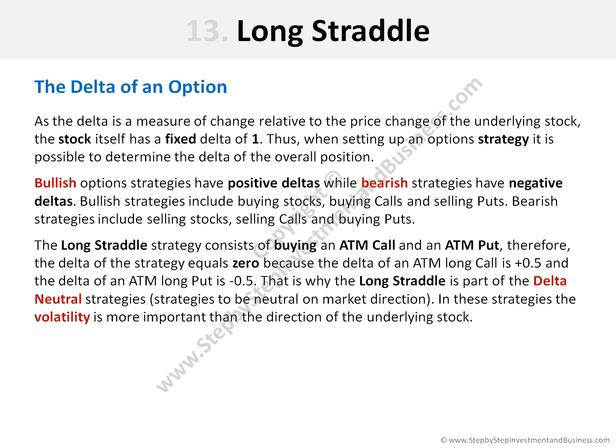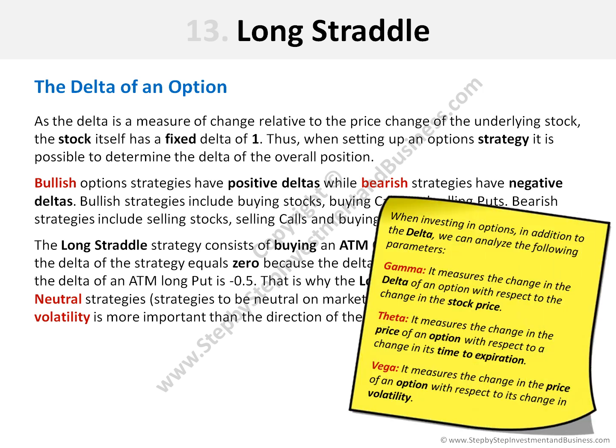Therefore, delta-neutral strategies provide investors with the ability to make profits regardless of market direction. Even several of the major financial institutions in the world use these types of strategies. It is important to mention that when investing in options, in addition to the delta, we can analyze the following parameters: gamma, theta, and vega.